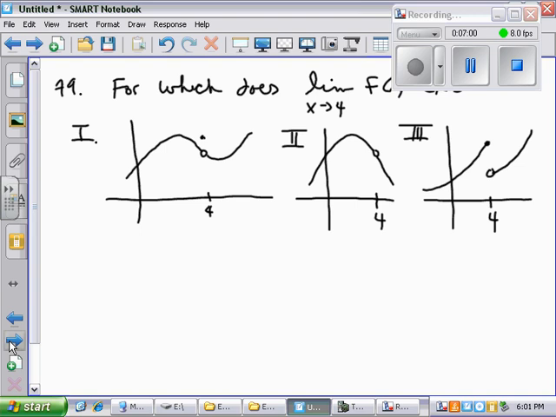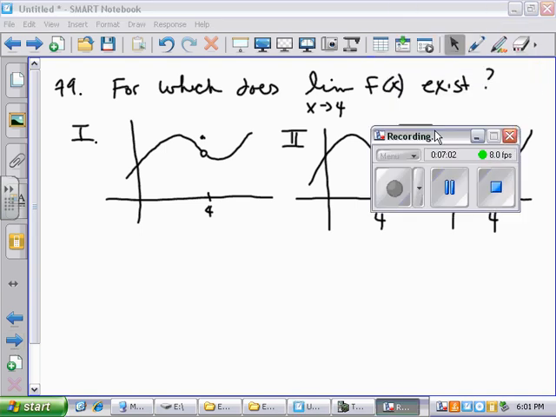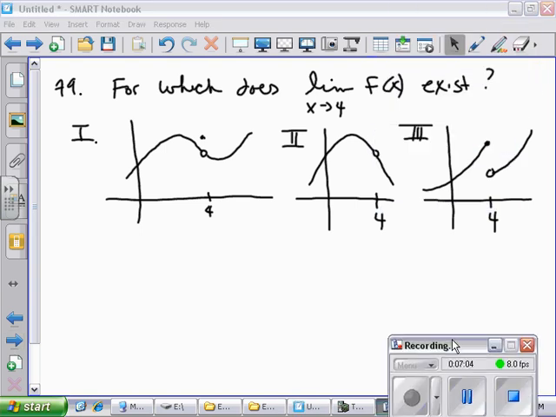79, just get this out of the way. It says, for which does the limit of f of x as x approaches 4 exist? The limit existing. Remember, the limit is just the y that it's approaching. So for a limit to exist, the left and right hand limits have to be the same. In other words, it has to be approaching the same y from both sides. Doesn't have to get there.